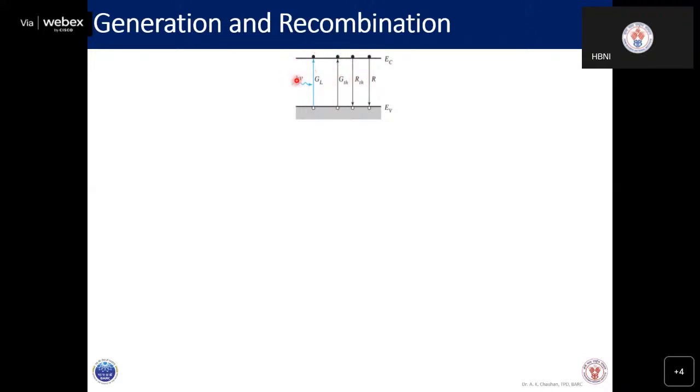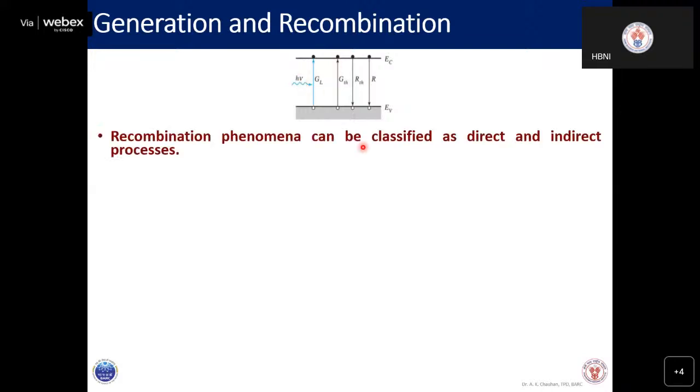If we illuminate with H nu, the electron will move from this place to this place, and an extra carrier is generated. It can also come back here and recombine and emit the same amount of energy. So recombination phenomena can be classified as direct and indirect processes.